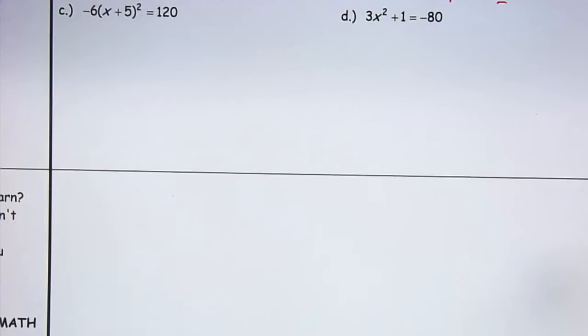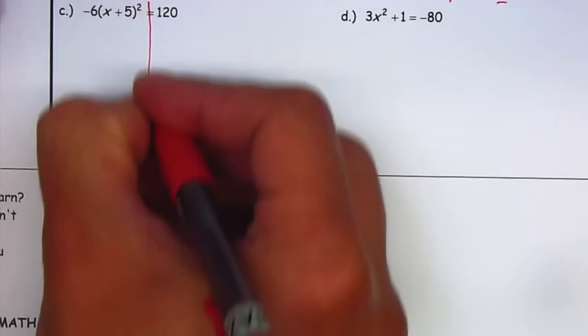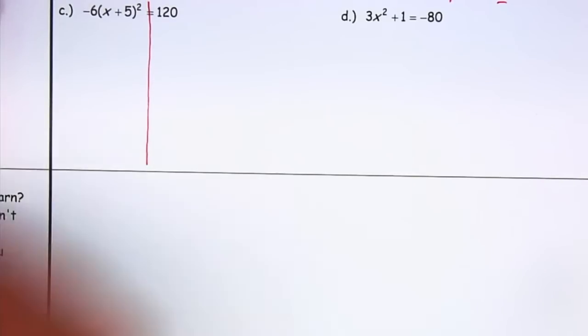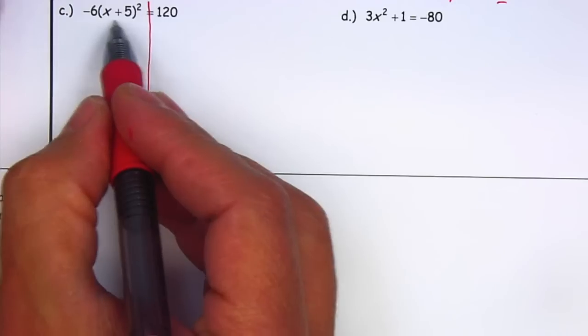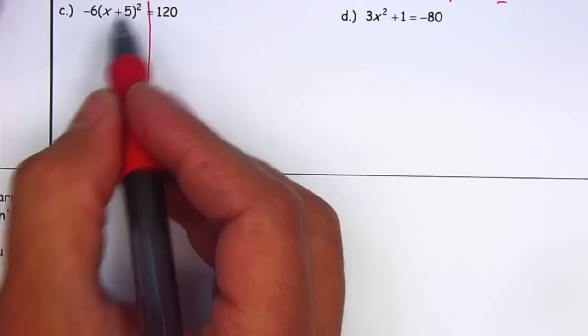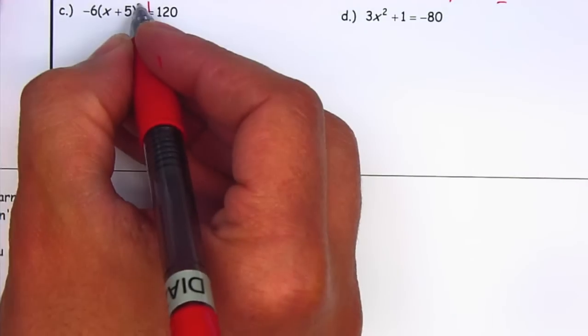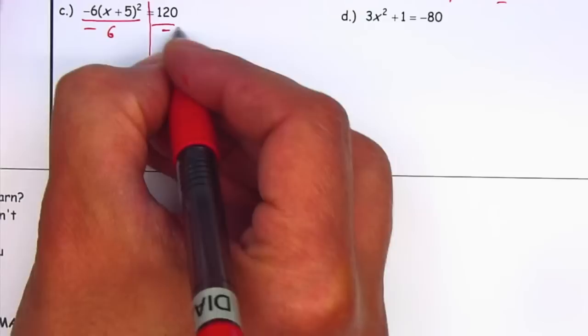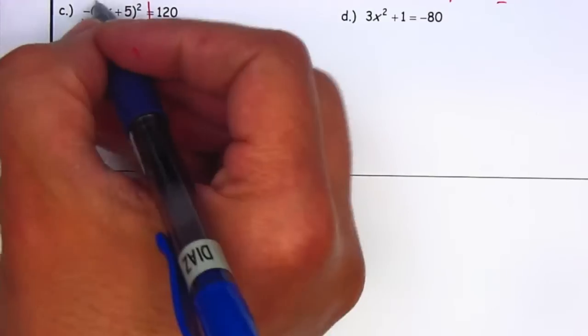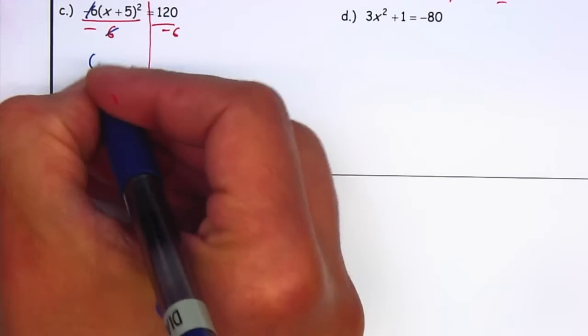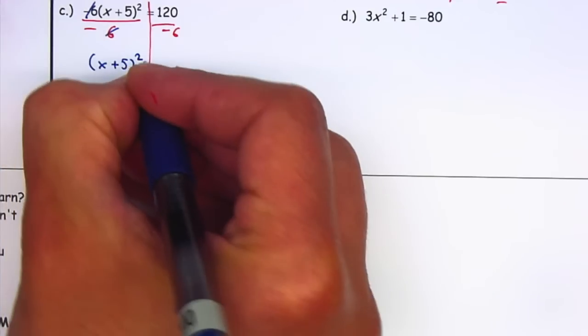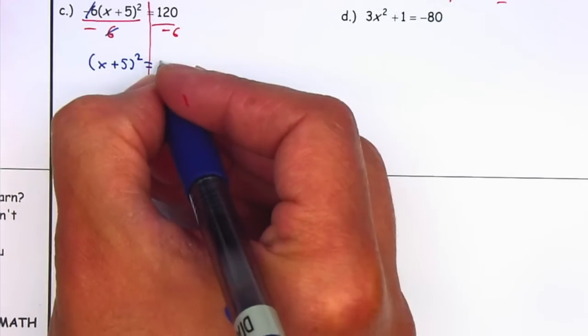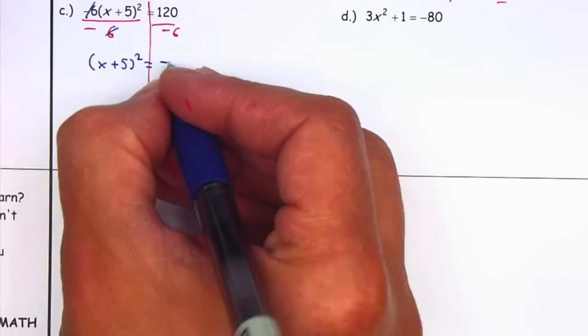So for letter C, we're going to go through the same process. We are going to draw the line. I want to be able to leave whatever's being squared by itself. So we want to be able to leave the x plus 5 squared by itself. So we're going to divide by negative 6. We have x plus 5 squared is equal to negative 20.